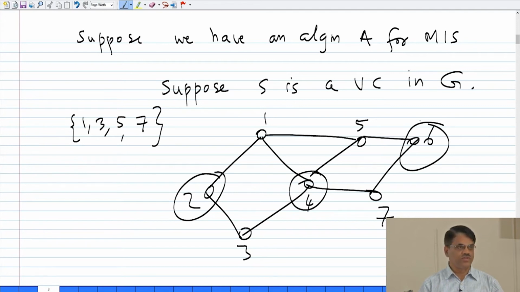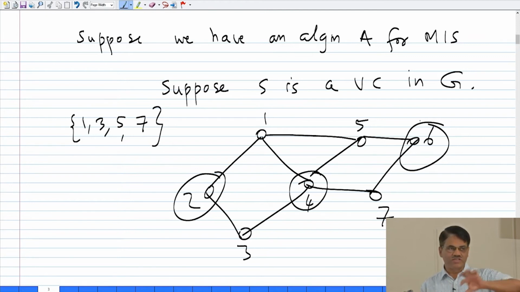Can you see some property of the remaining vertices? Let us take the complement set, which is 2, 4, 6. What is the property of this 2, 4, 6 set? It is an independent set. Can we prove it? In this example, it is independent. Can we show that it is always an independent set?